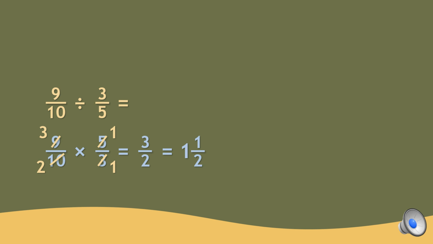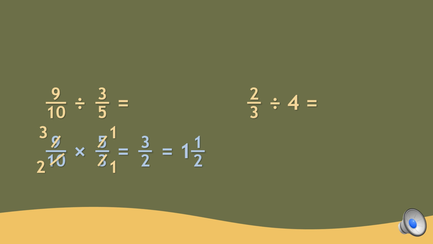Now, as always, we need to make sure that our fraction is written in lowest terms. And in this case, it was not, because 3/2 is an improper fraction. So we're going to reduce that by turning it into a mixed number, and our final answer is 1 1/2.